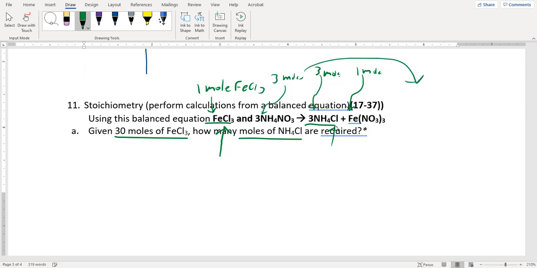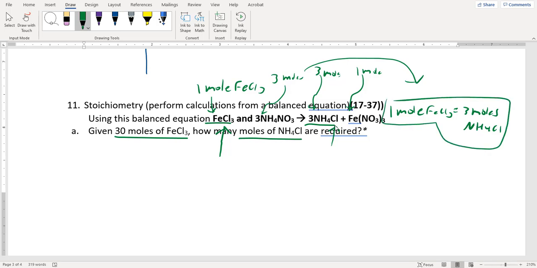So we need to develop an equality. In this case, there's a 1 to 3 to 3 to 1 ratio. So 1 mole of iron chloride is equal to 3 moles of ammonium chloride. This is going to be used to create our mole ratio. We'll get into what a mole ratio is in a second.